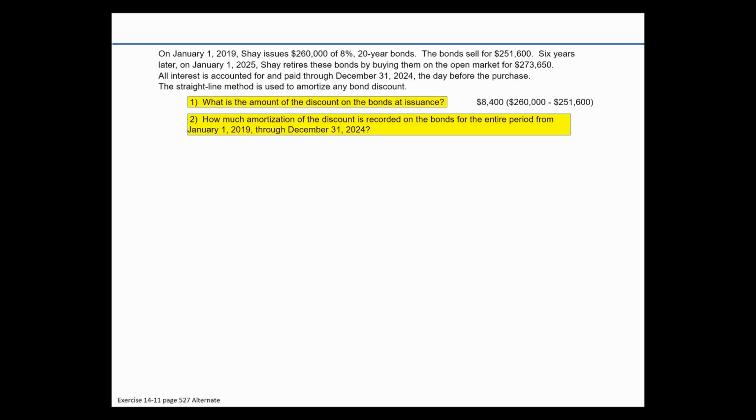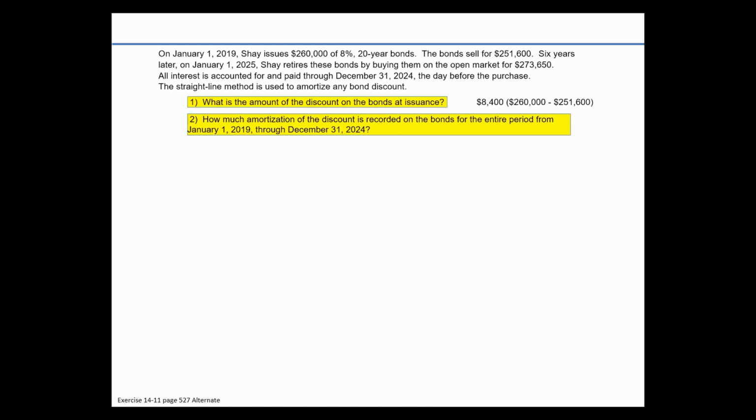On January the 1st of 2019, Shea issues $260,000 of 8% 20-year bonds. The bonds sell for $251,600. 6 years later, on January the 1st of 2025, Shea retires these bonds by buying them on the open market for $273,650. All interest is accounted for and paid through December 31st of 2024, the day before the purchase. The straight line method is used to amortize any bond discount.